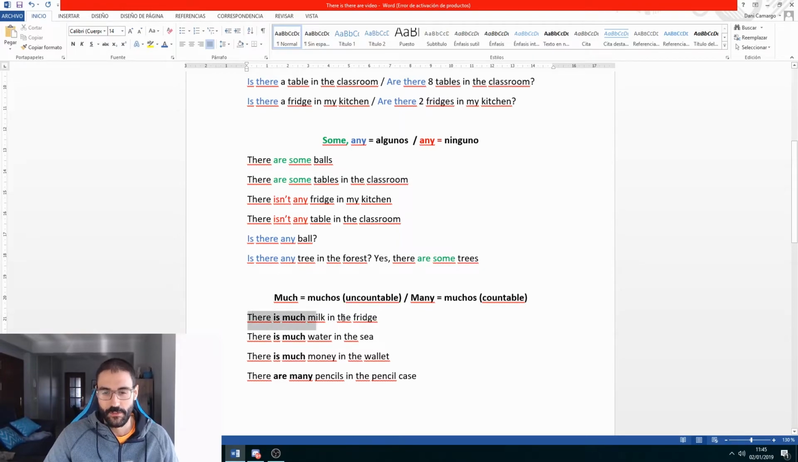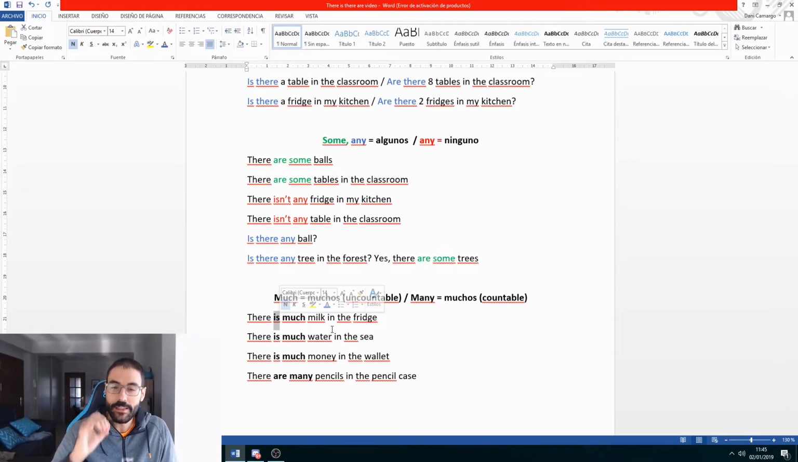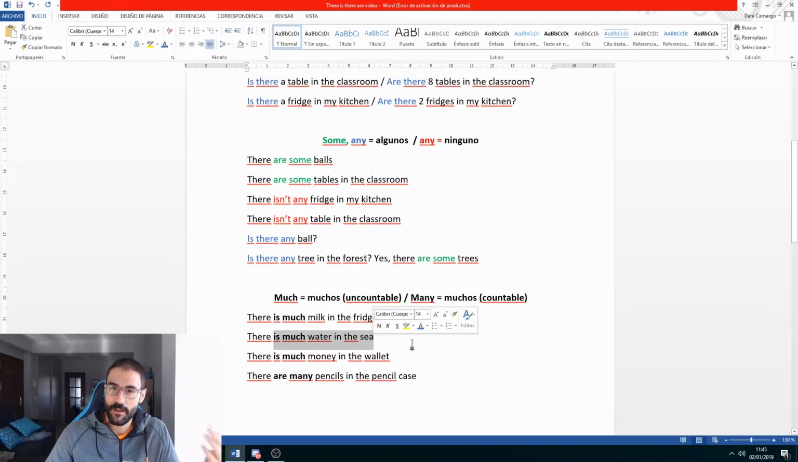For example, first one. There is much milk in the fridge. You can't count the milk. You can't say 1 milk, 2 milks, 3 milks, 4 milks. You can't count. So you say there is much milk. Hay mucha leche. Okay? And also notice that you always use much with is. It's singular. Okay? There is much milk in the fridge. Next example. There is much water in the sea. Hay mucha agua en el mar.